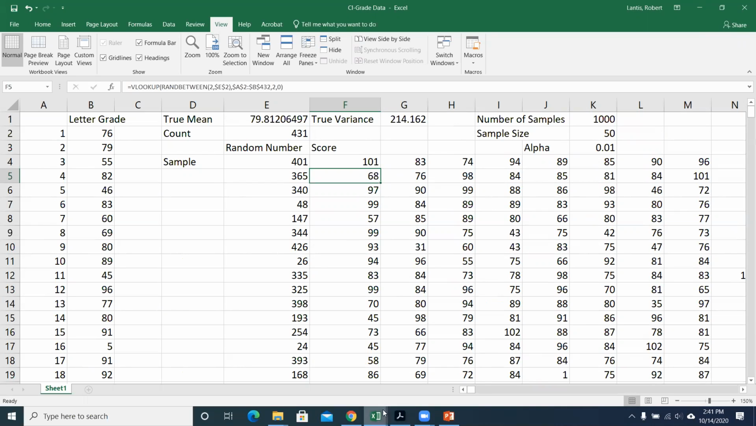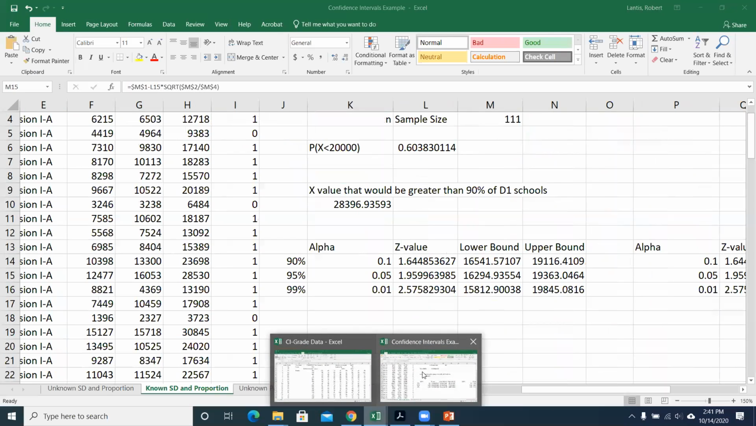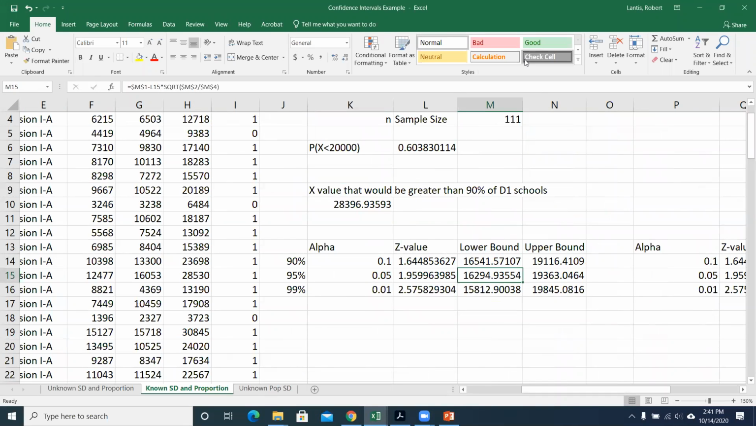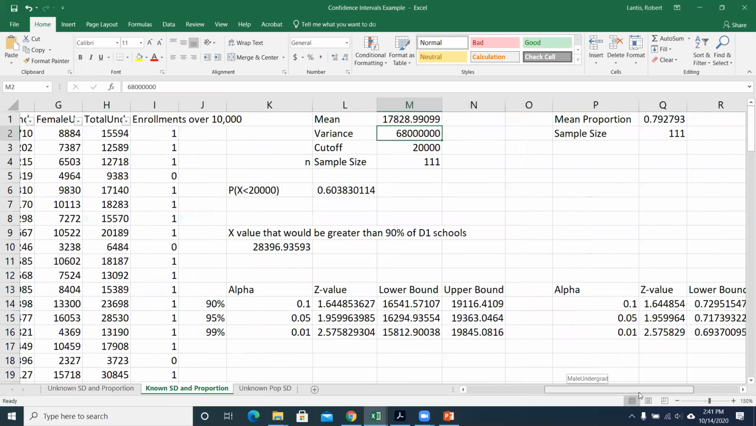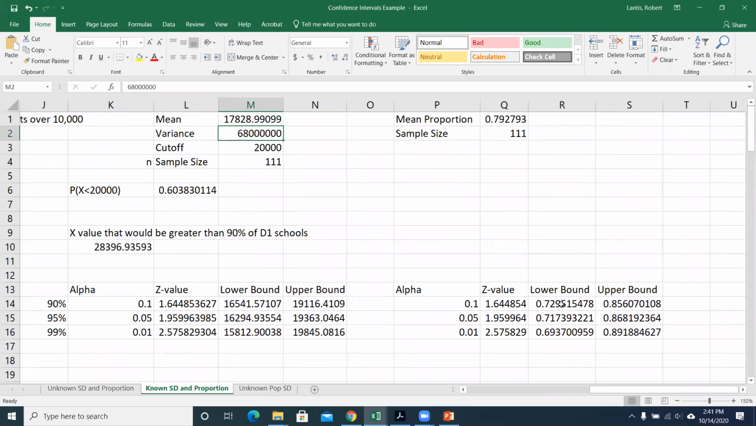But for the Excel assignment, I would focus on this confidence intervals example file, specifically when we have a known population variance or known population standard deviation. And then next class, we'll start looking at how we do proportions in Excel. Okay, so how do we do population proportions in Excel? All right.